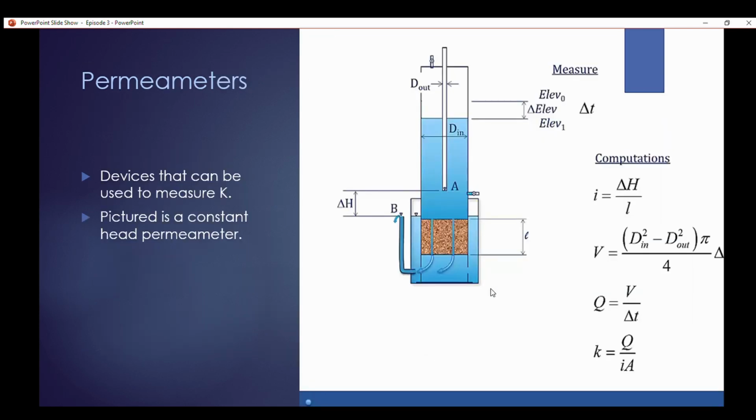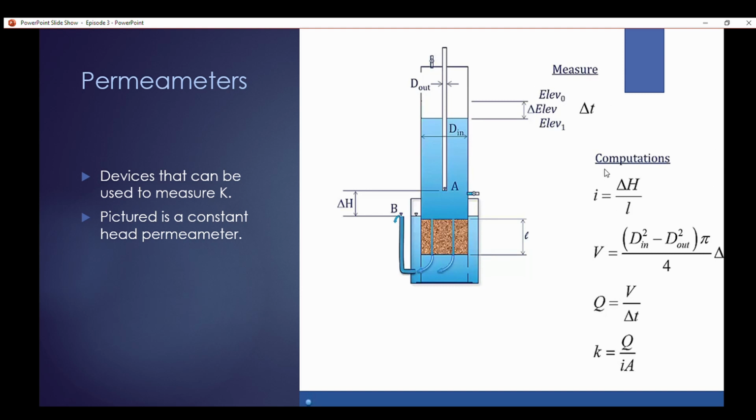And we won't go too much in depth on permeameters. I think the book goes more in depth a little bit later on, but we will somewhat cover it. Okay, so they're devices that can be used to measure hydraulic conductivity. And this picture describes a constant head permeameter. And obviously, you measure the time, and you measure the elevation differences as you put water into this device, and you measure the change in water elevation over amount of time.